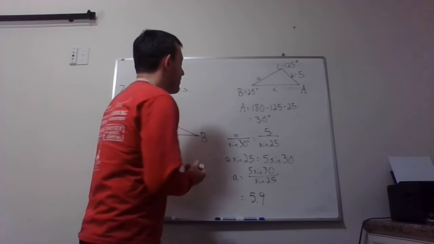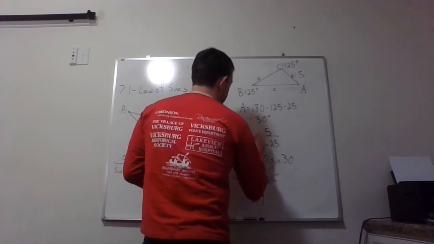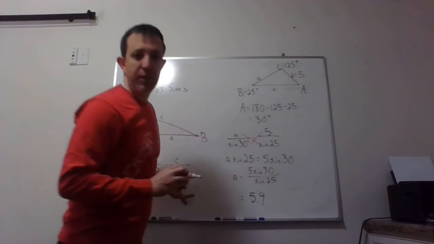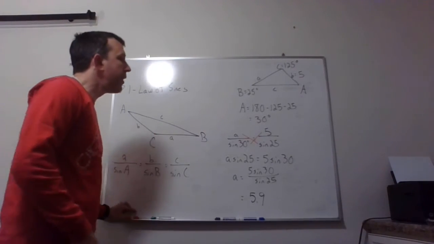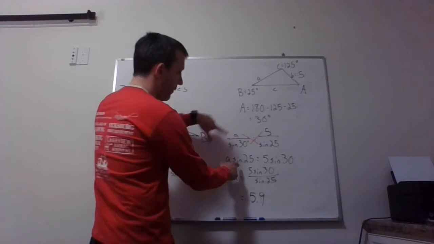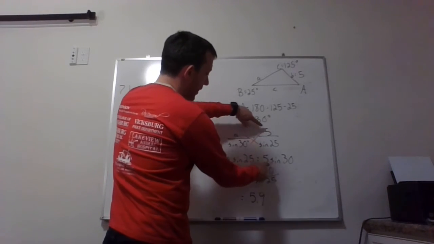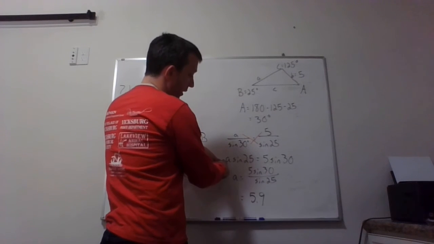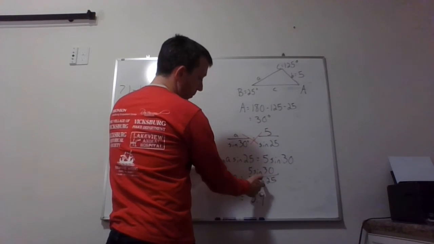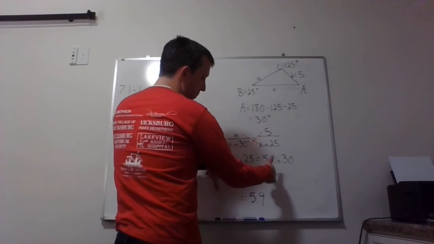So then the way to make this work is we're going to cross multiply. I'm using a red marker there, but you guys probably can't see that. But anyway, there you go. So I cross multiply. So we have A times the sine of 25 is equal to 5 times the sine of 30. I want the A by itself, so I divide both sides by the sine of 25. And that gets me this mess.